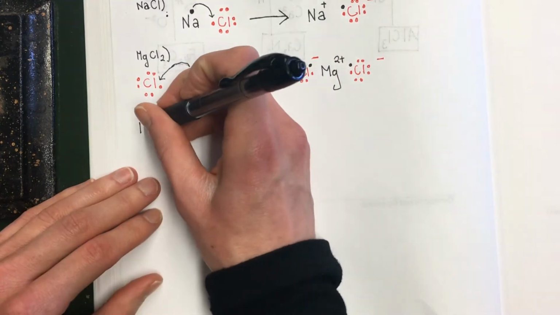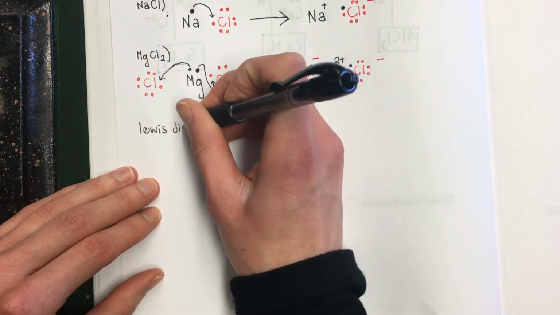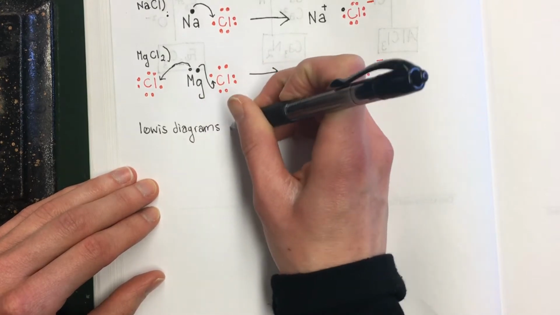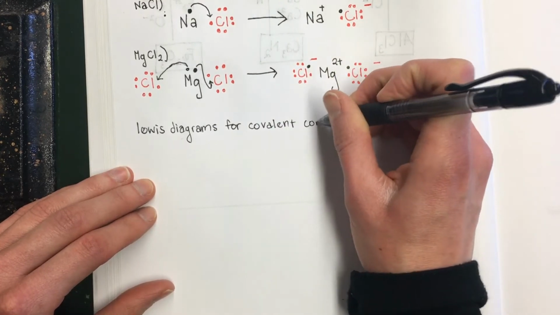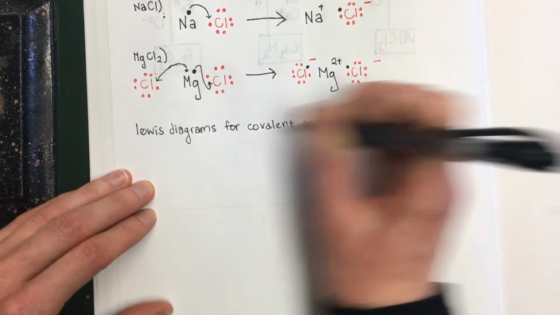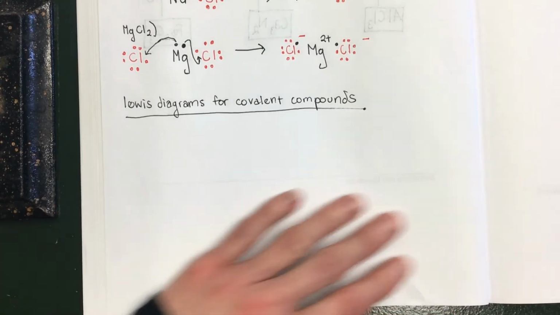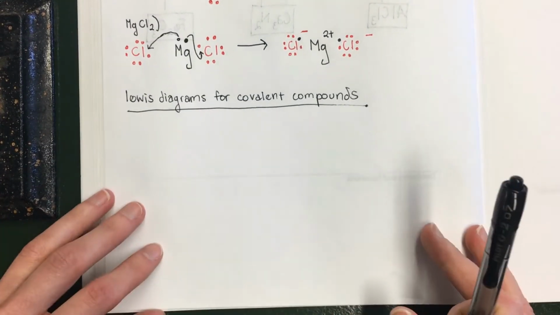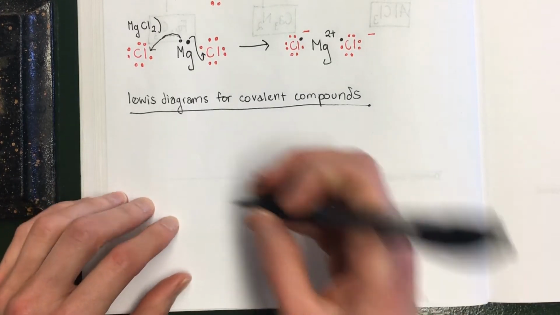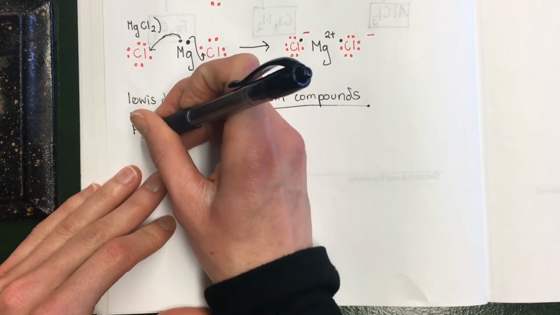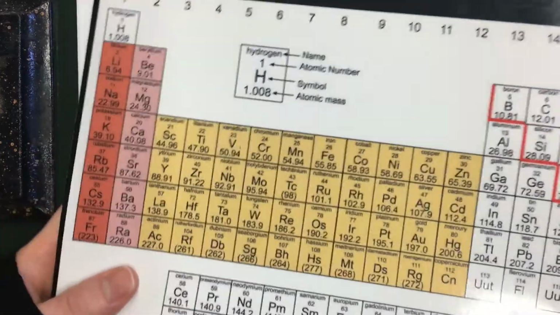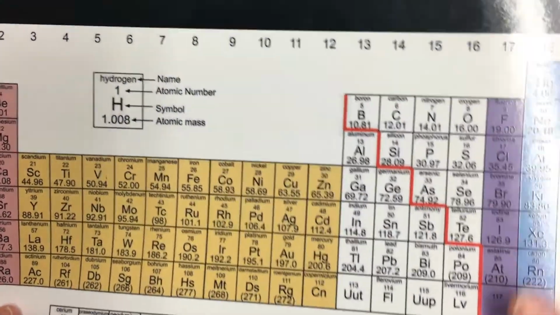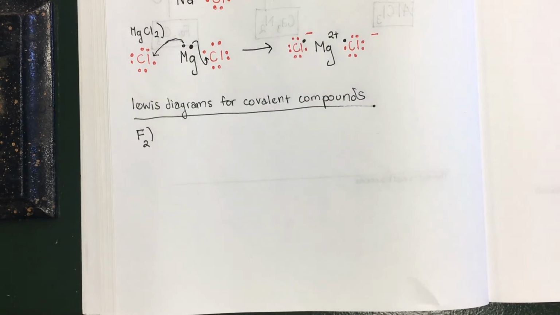Now, Lewis structures, or well, we can just call them Lewis diagrams for covalent compounds, are a little bit different. Okay, I'm going to show you how this works. So we're going to start with F2. So this is just 2 fluorines, and they are both nonmetals because they're both fluorine. So they are going to share electrons rather than transfer.